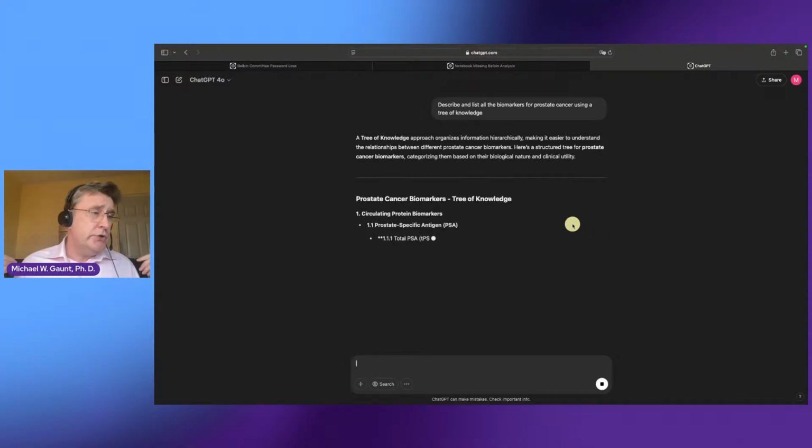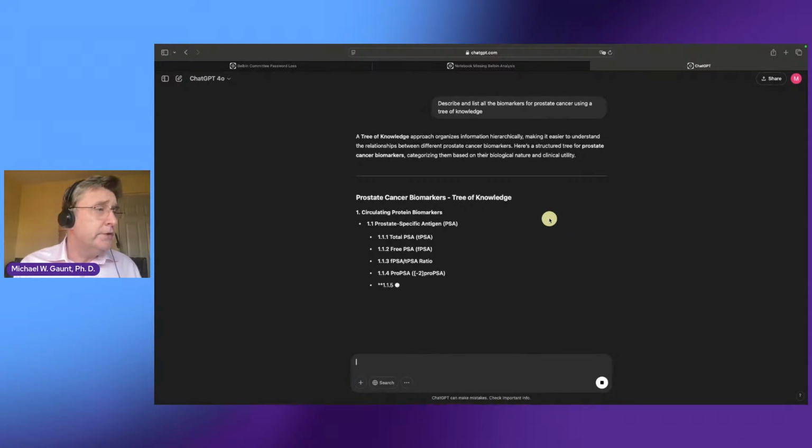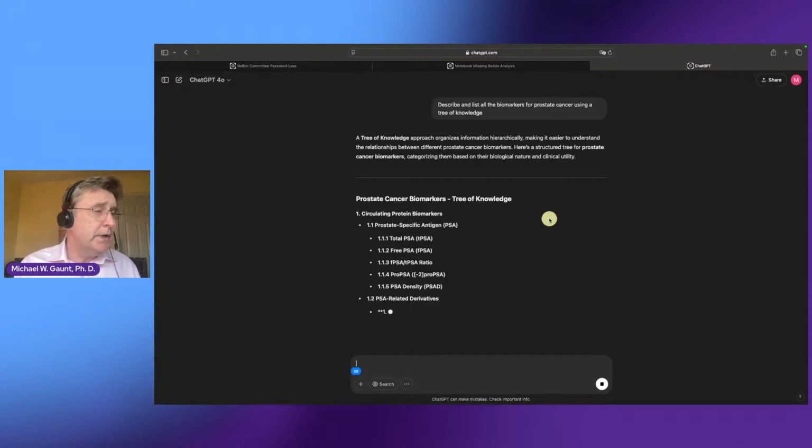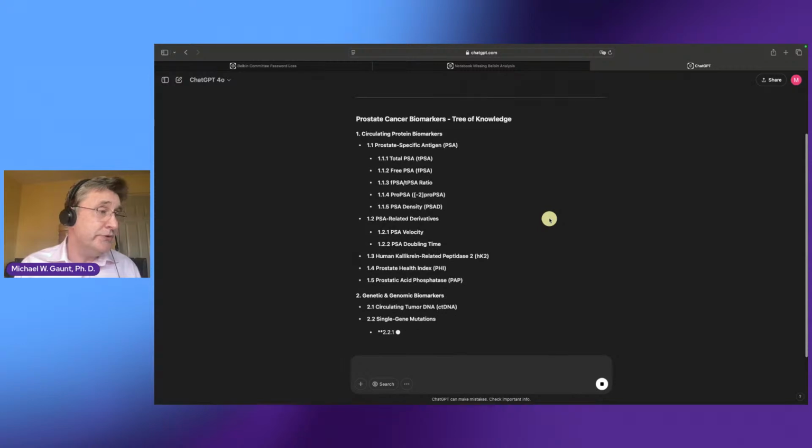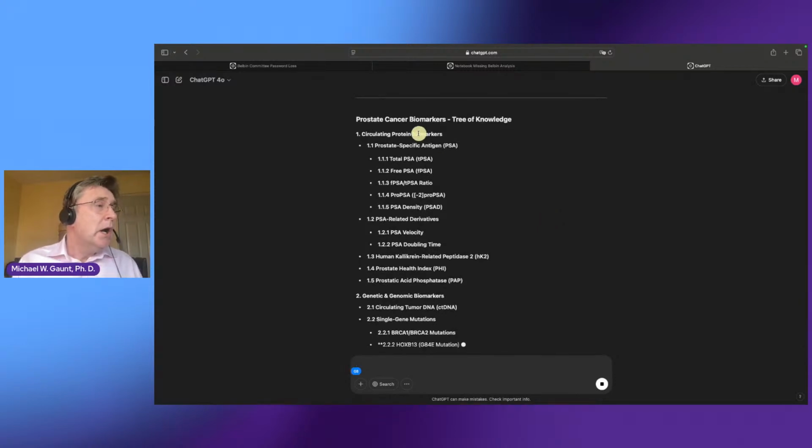Okay, so now it's going to go through and give us a very detailed summary of different biomarkers. GenAI is stochastic, so every single time you ask it, it's going to give you slightly different responses. And it's given you the category of biomarker here, and within that category, it's going through the different subcategories. Here's PSA.